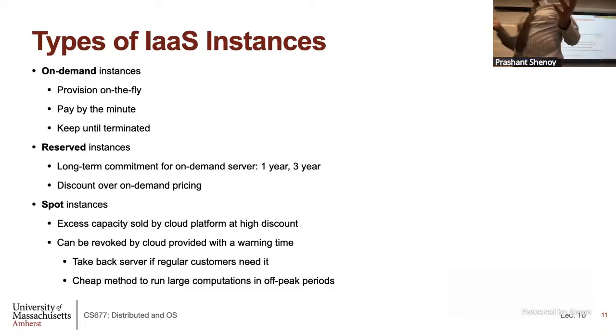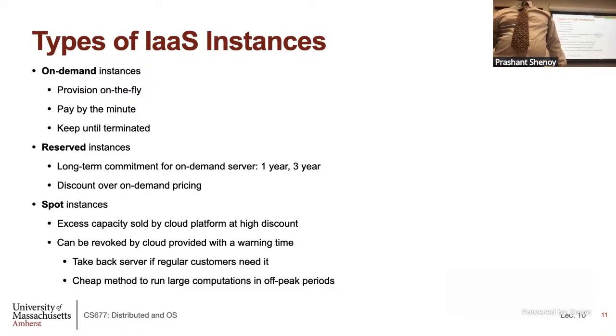Doesn't mean they will always take it back. Maybe your job is done. If you have a 6-hour machine learning training job, you get spot servers, you run for 6 hours, and then you're done and you got the same work done at a much cheaper price. But if somewhere in the middle there's demand for on-demand servers from regular customers, the cloud provider will send you a warning saying the server is going to be revoked, and then pull the server back.